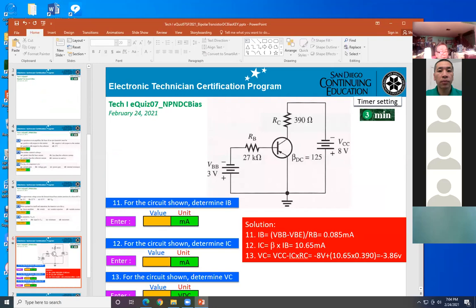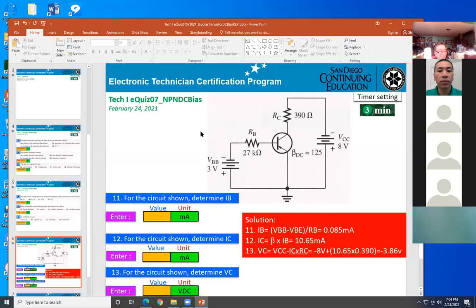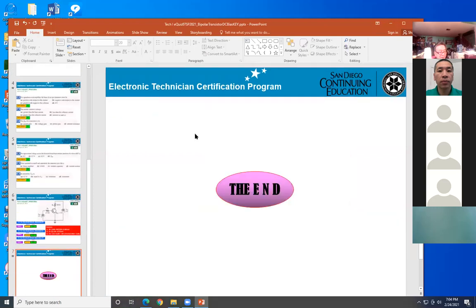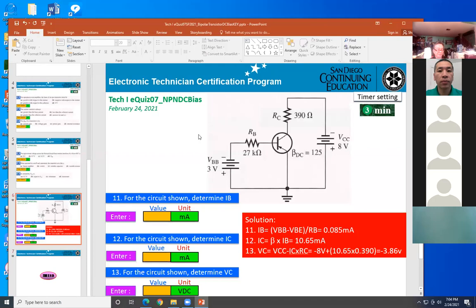Okay, for this calculation here, I already gave you the formula. If you want to calculate IB, VB minus VBE divided by RB. If you get a different one, let me know. Looks good. The good one, right? Yes.